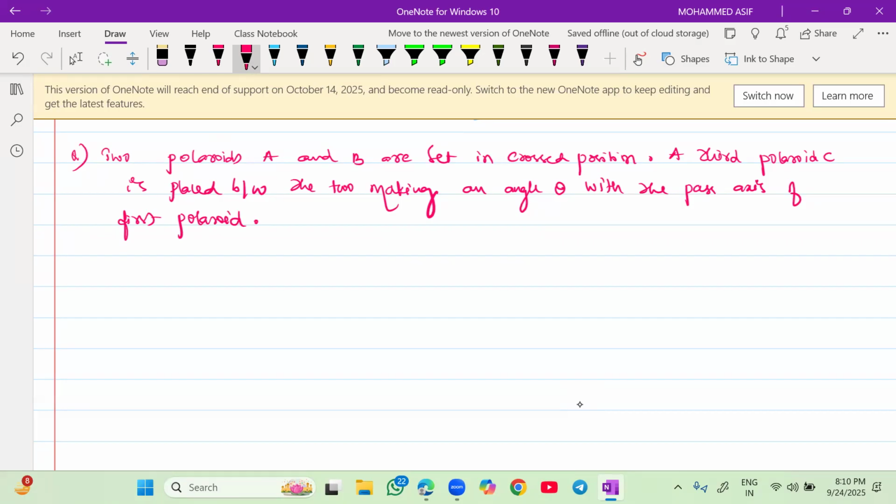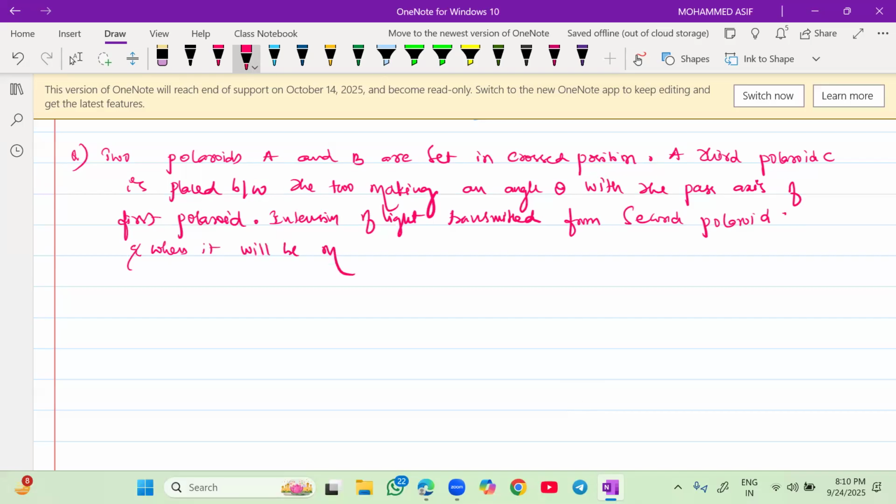Now, the intensity of light which is transmitted from the second polaroid. And tell me when it will be maximum and when it will be minimum. Okay, read the question carefully. If you understand this question, doing the problems will become easy.